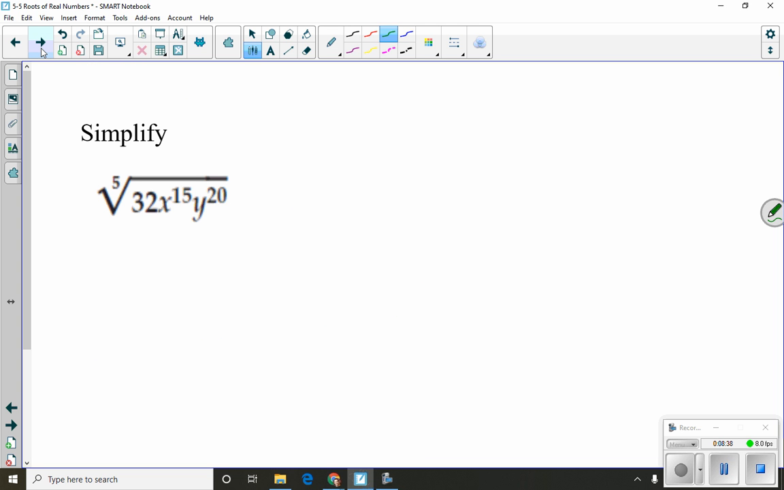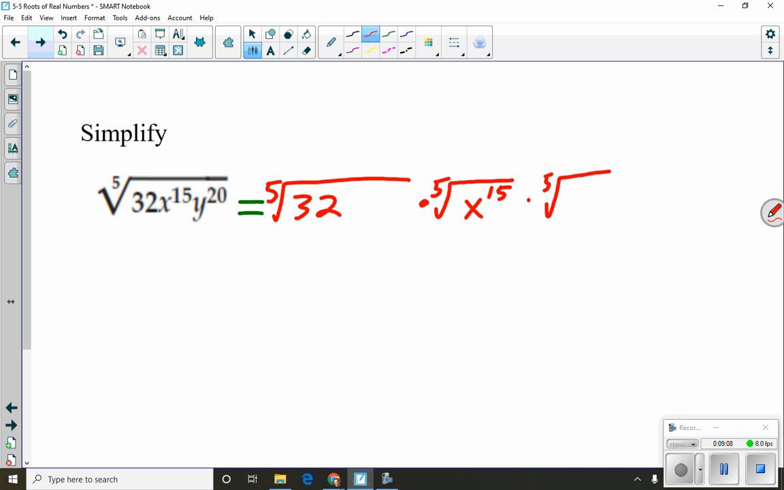So what else are you going to get in this section? You're going to get asked to simplify things. So what if I have something that big? How do I simplify it? There are 2 options. So option number 1, you can take and split this thing into different groups. What is the 5th root of 32, times what is the 5th root of x to the 15, times what is the 5th root of y to the 20? Okay, looking good. I'm going to treat them as separate so I can only think about one.